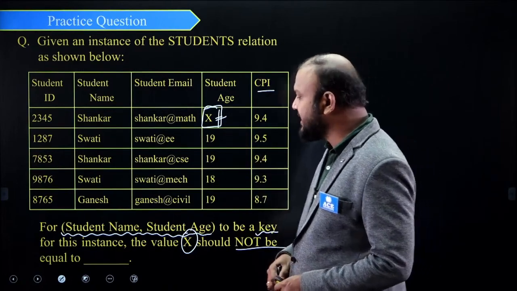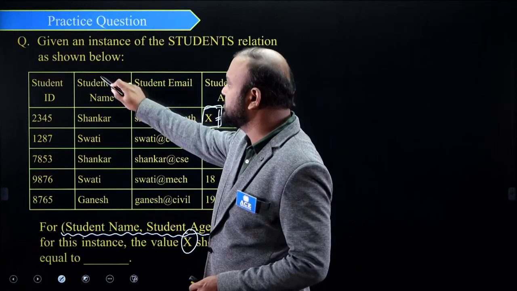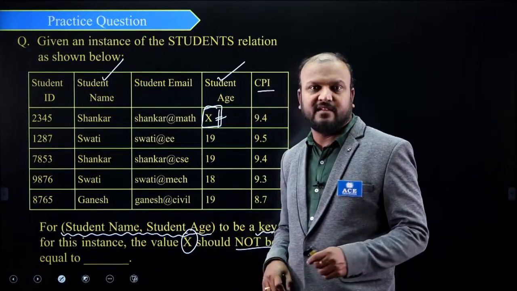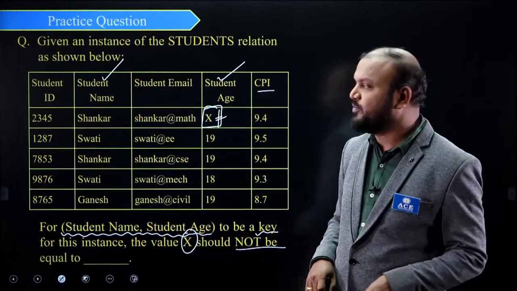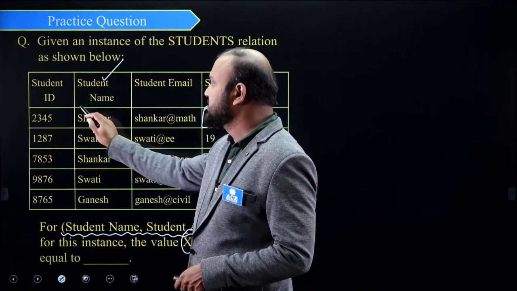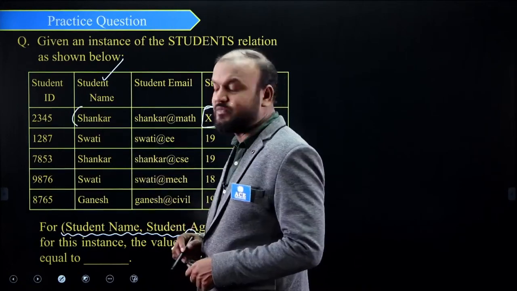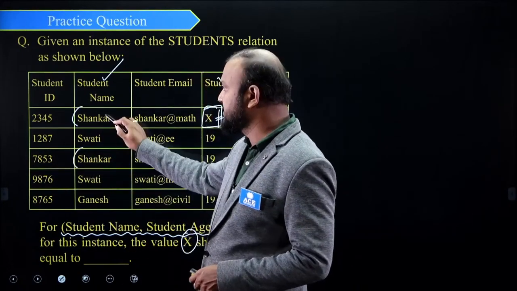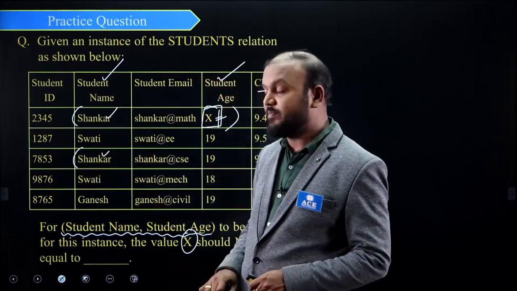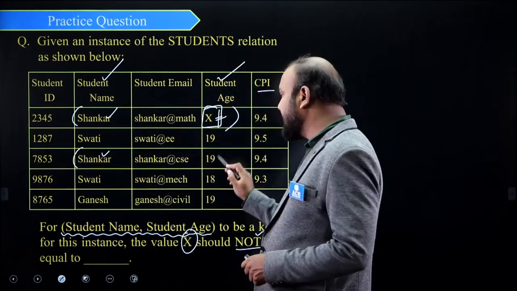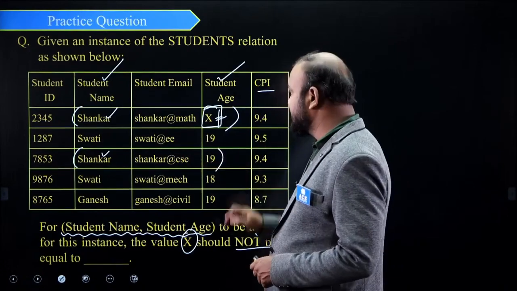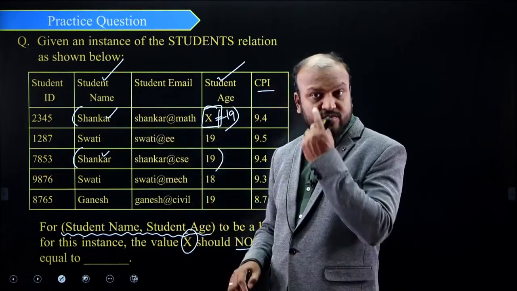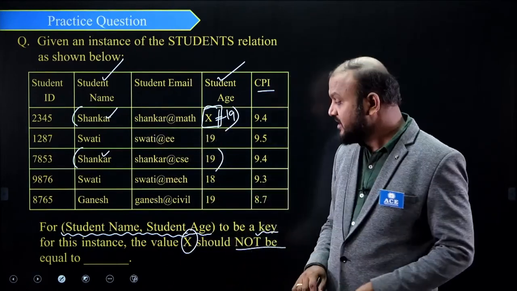But what is mentioned, student name and student age to be a key. If it is to be a key, as you know, a key should not have any duplicates. Look at Shankar, X. This is one tuple. Do you have any other tuple with Shankar? Yes. Means here duplicates are there, but that combination should not be duplicated. That Shankar's age is 19. Suppose it is equal to 19, what happens? Shankar 19 is duplicated, then it can no longer be a key.